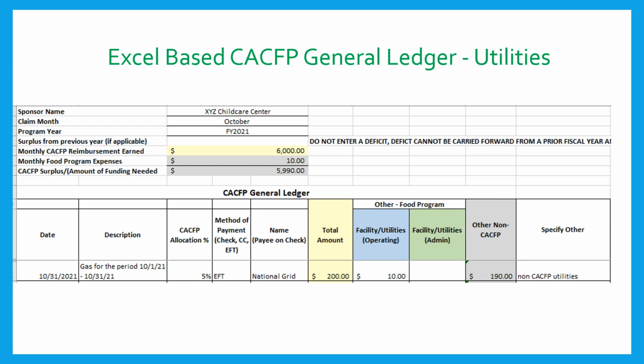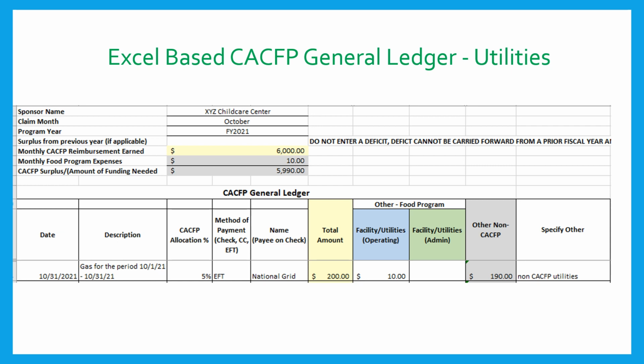Next, the CACFP allocation percentage is 5%, and this is based on the approved budget. The percentage of 5% is multiplied by the total bill amount of $200 to arrive at a CACFP allocated amount of $10. The remaining amount is $190, and this is included in the other non-CACFP, and we enter in a description and specify other column.